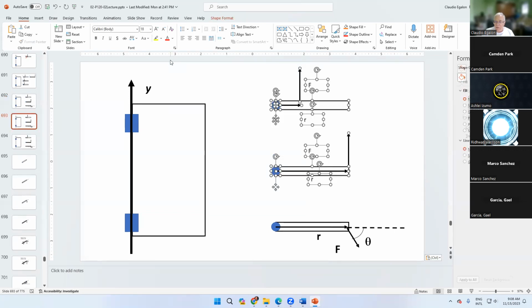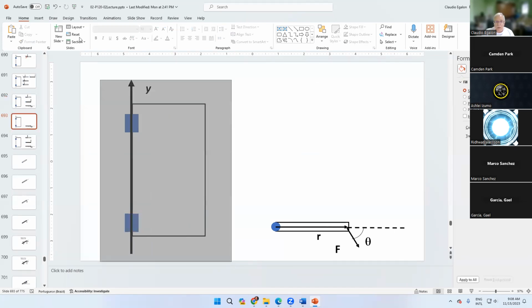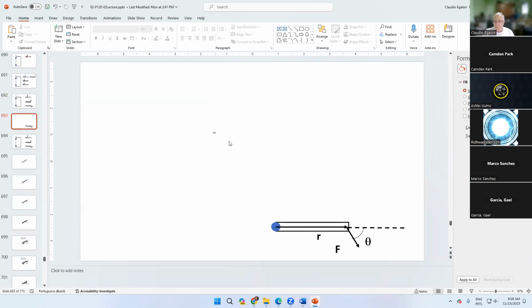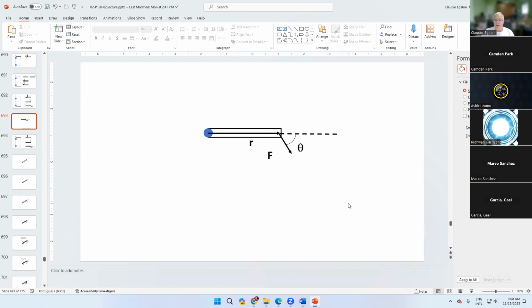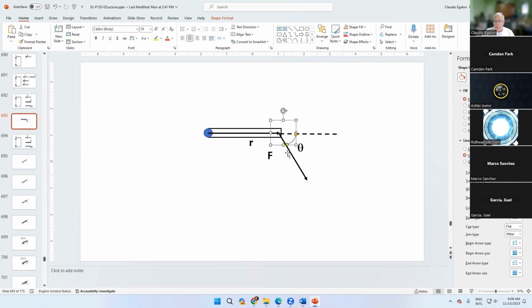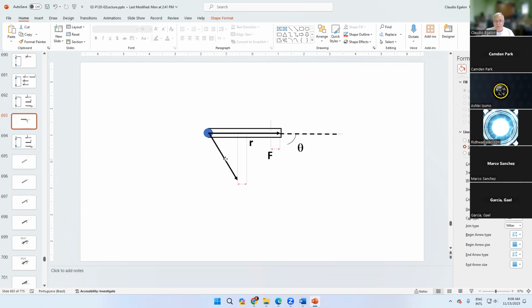Let me note, I'm going to erase everything else here, and we are just going to concentrate on this one. Consider this a specific example. I'm going to make my force a little longer than that. Notice that this angle theta that you see here is exactly the same angle as this one here, when you put the vector R and vector F tail to tail.